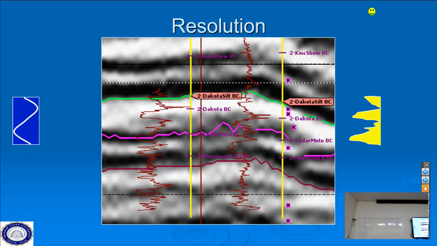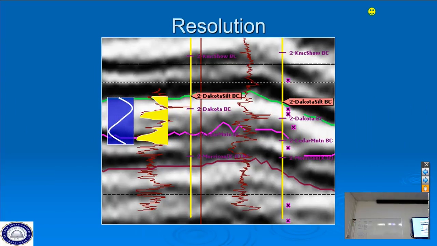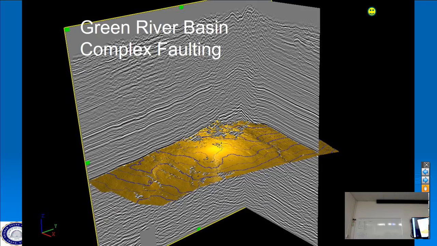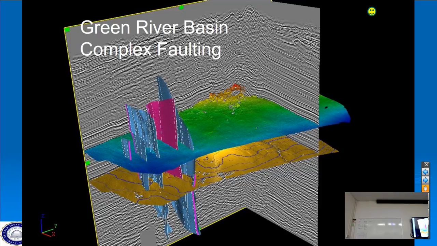So, again, just driving home the point, well log resolution versus seismic. They are different. Oh, that was just a cool picture. Never mind. Okay. And I think I showed you this one. This is up in Green River Basin North in Wyoming, western Wyoming. It's called the Birch Creek Field area. And so, see faults. I think I showed you there's a thrust fault right there. There's a big one back here.